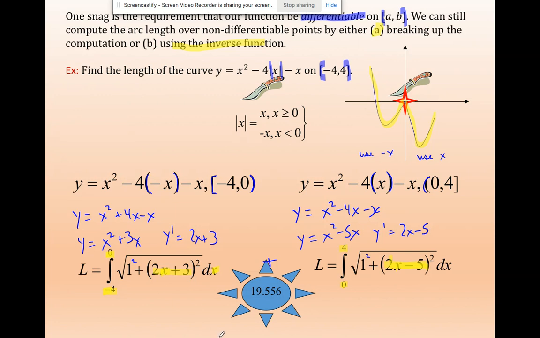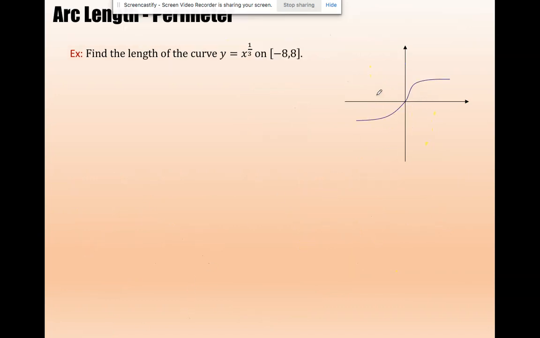Okay, so there's an example of finding arc length, even though I have a differentiability issue in the middle of my interval. Here's another example, and unfortunately, this is poorly drawn. This is the cube root of x, which has a vertical tangent at 0. This is -8, and this is 8.